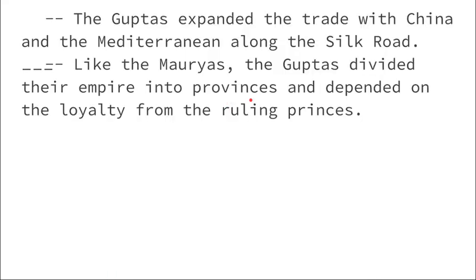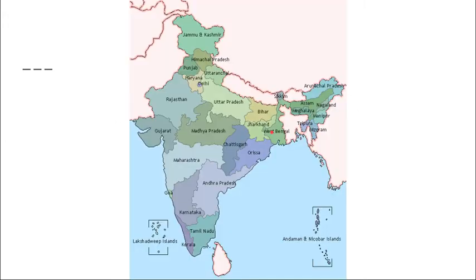The Guptas continued to establish the trade between China and the Mediterranean, right? They're part of the Silk Road. And again, they were decentralized. They didn't really have full control of their territory, even though, of course, they had an emperor.